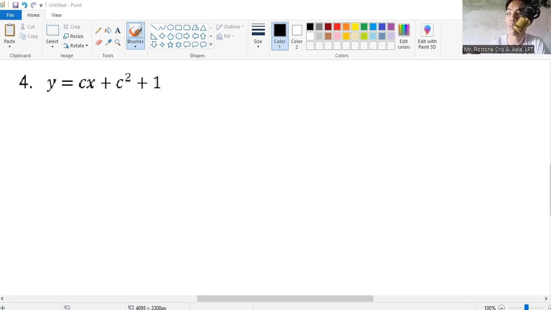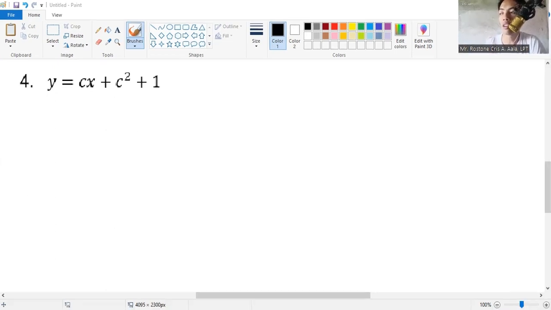Dito, wala naman nakalagay na subscript. Ibig sabihin, isa lang yung ating arbitrary constant na ating i-eliminate. Ibig sabihin, isang beses lang tayo kukuha ng ating derivative. Our derivative came from y is equal to cx plus c squared plus 1.